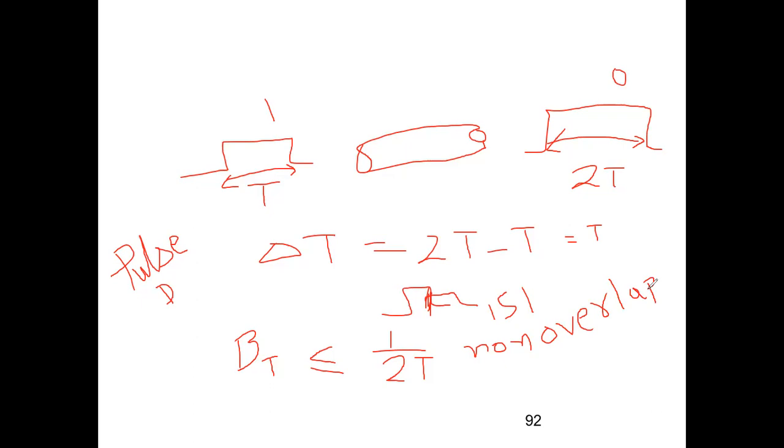If nothing is specified, you will calculate for both. If any one is specified, RZ or NRZ, then accordingly you will do your calculation. So this is your bit rate, which is less than or equal to 1 upon 2t. Now, what is the relation between your bit rate and your bandwidth?